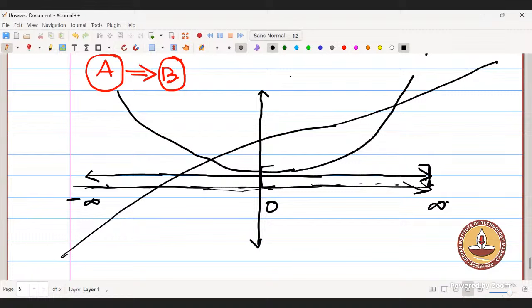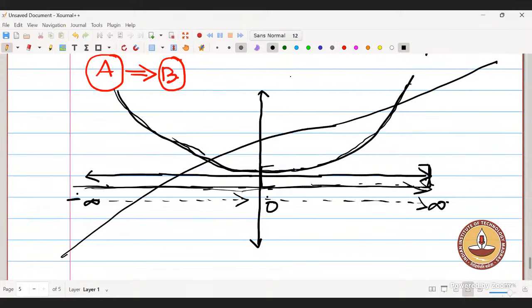Because as you have already said, when you are coming from minus infinity towards 0, the value of the function is decreasing, right? And when you are going from 0 to infinity, then the value of the function is increasing. So as a whole, it's not behaving uniformly. That's why it's neither increasing nor decreasing.